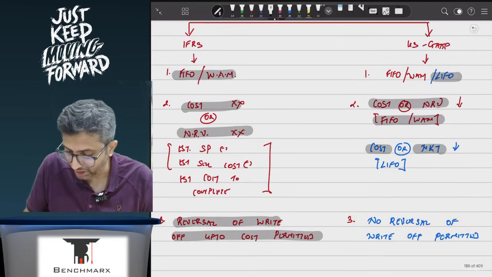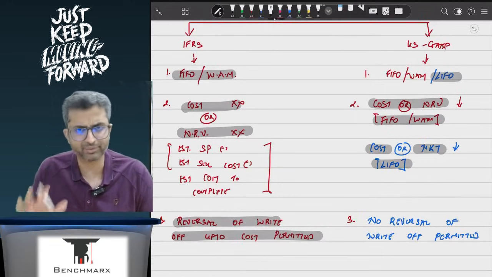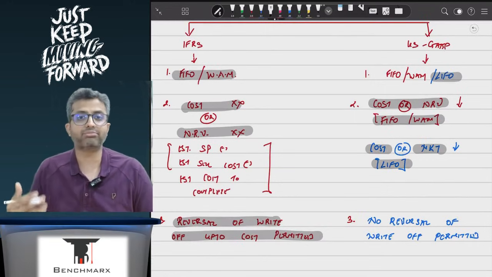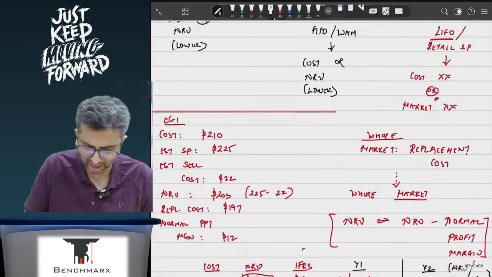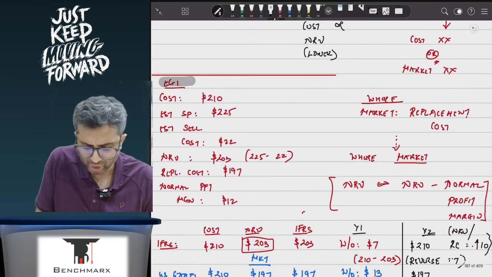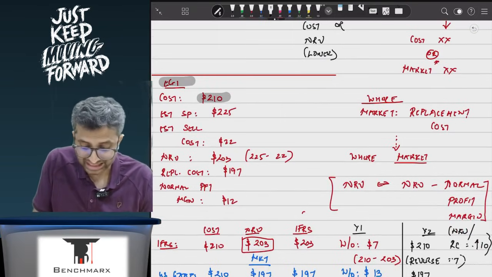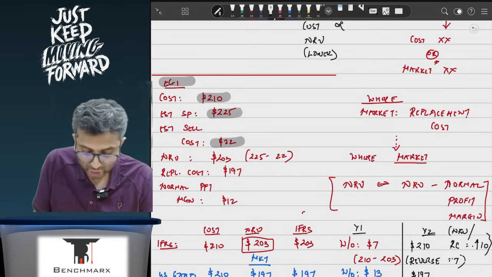So for LIFO or for the retail method, it is cost or market, whichever is lower. Now what is market over here? Let us take an example. Let us say there is an inventory whose cost is 210, its estimated selling price is 225, and estimated selling expenses are 22. So what is the NRV?